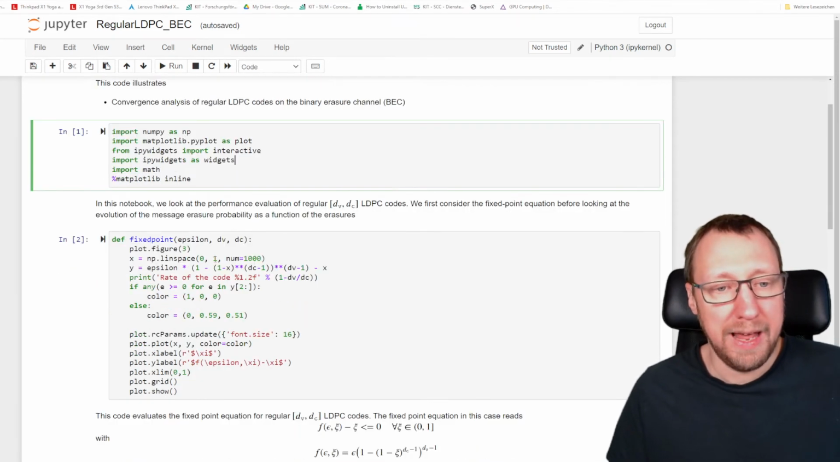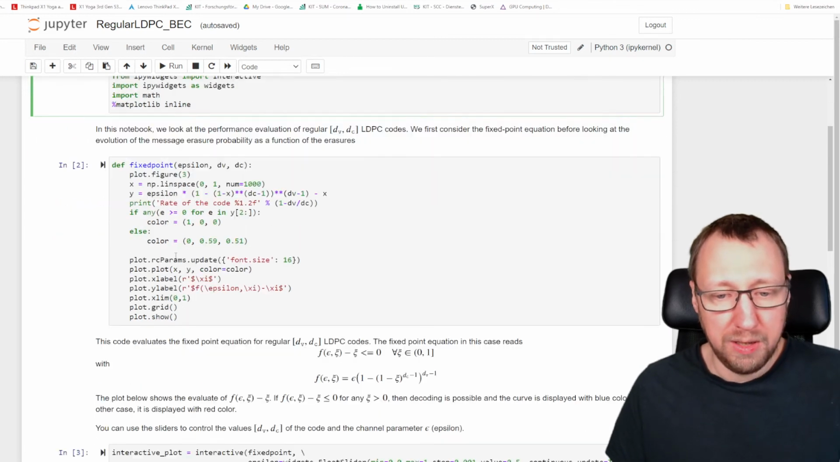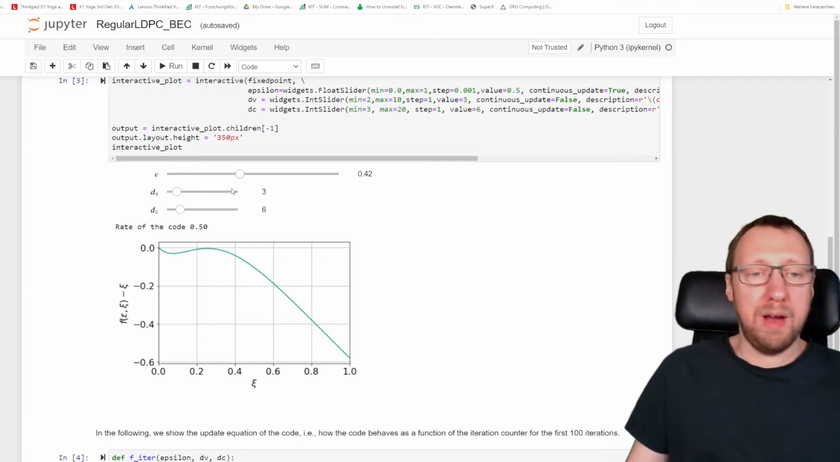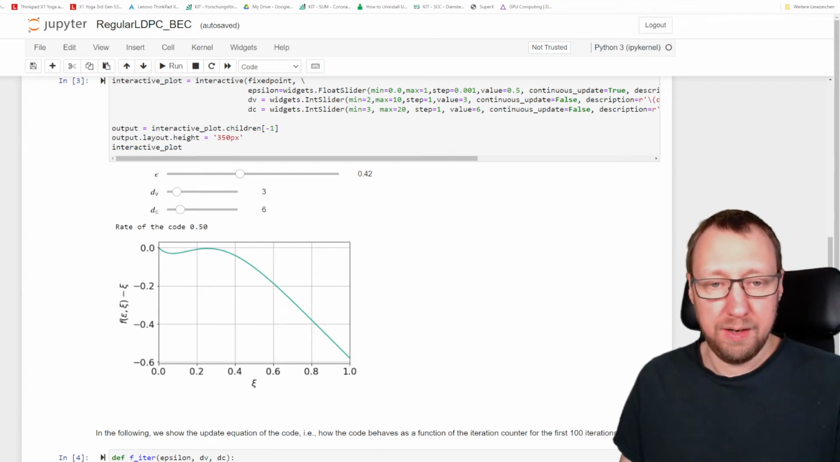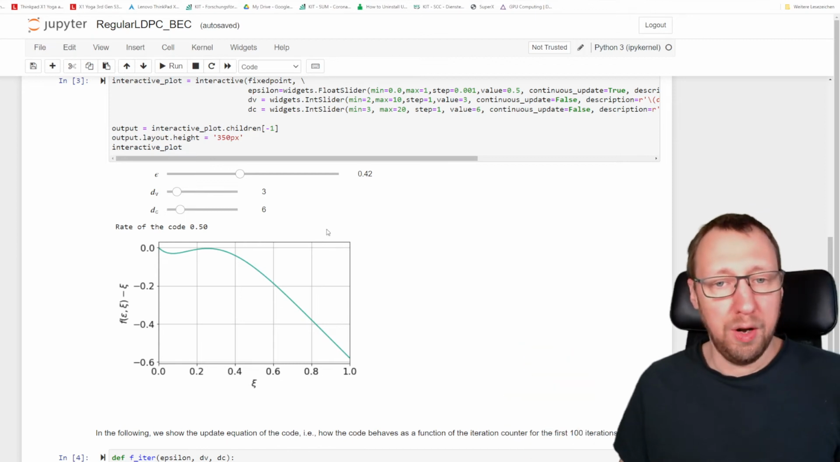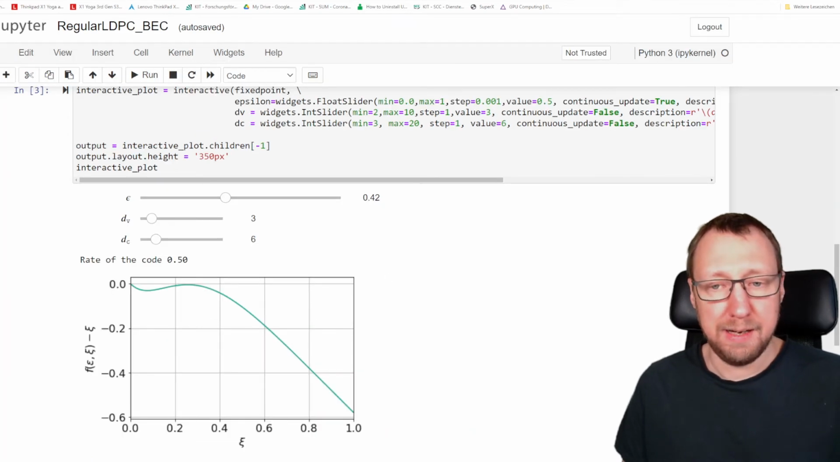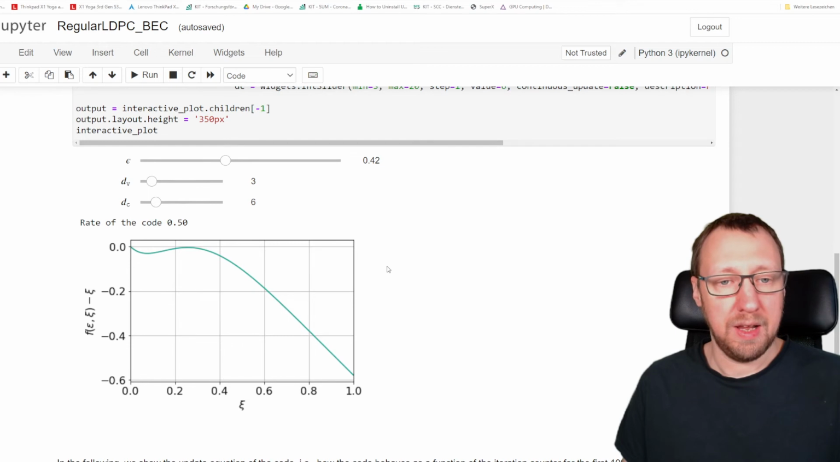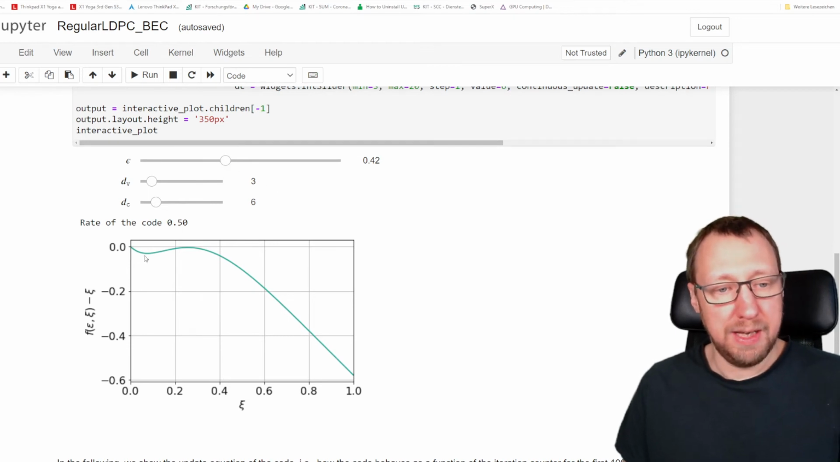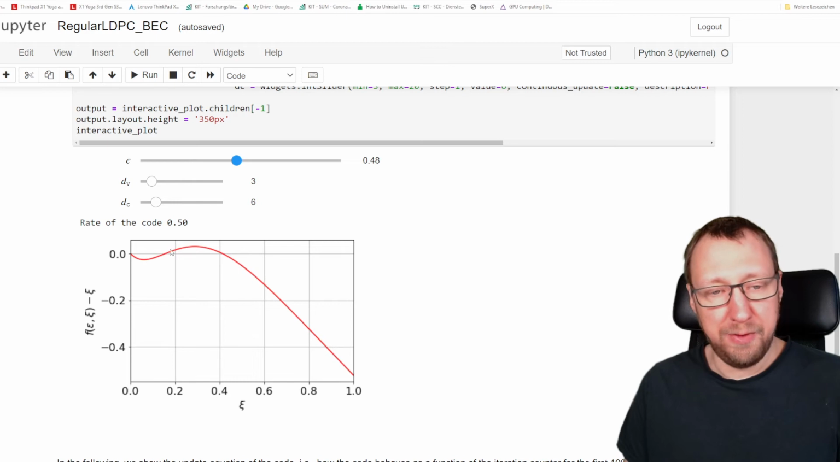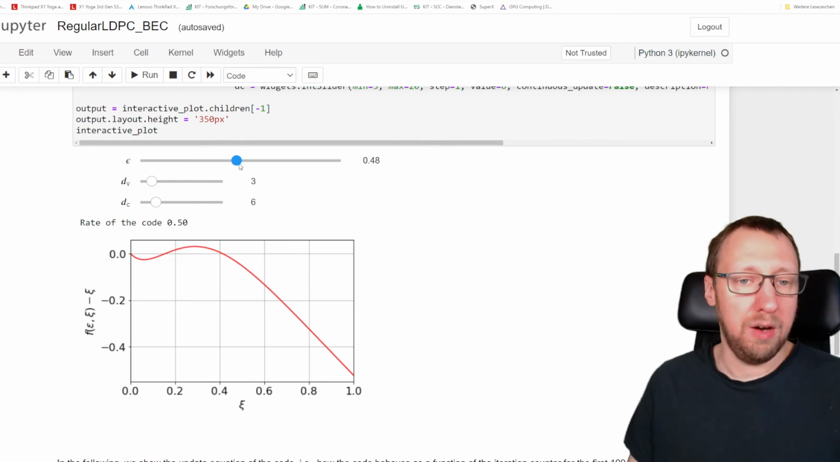Here we have some code for calculating the fixed point and for plotting the fixed point, and this is what we get. We can take a look at the parameters of the code, and what we see here in the plot is the following. We can change epsilon. Let's see if I can increase the size a little bit. There we go. Here we can change epsilon, and we see if there is convergence. If we start with epsilon equals 0.45, then we can see there is a fixed point here. The curve crosses 0, and we cannot decode.